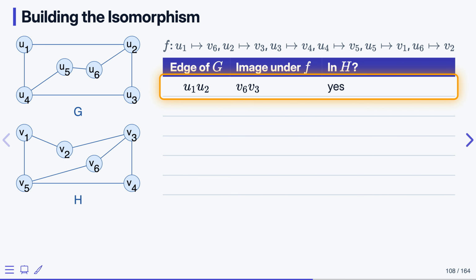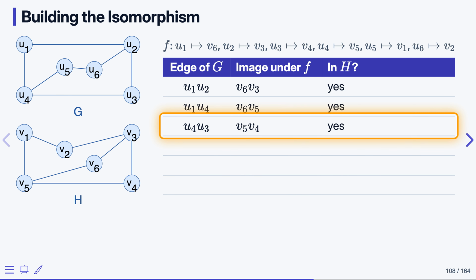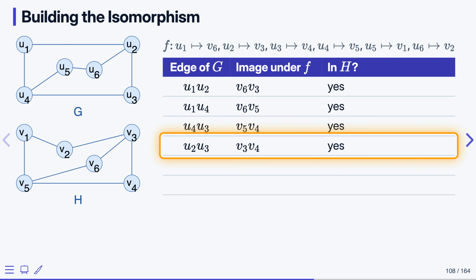Edge U1, U2 becomes V6, V3. That is an edge of H. Edge U1, U4 becomes V6, V5. Yes. Edge U4, U3 becomes V5, V4. Yes. Edge U2, U3 becomes V3, V4. Yes.